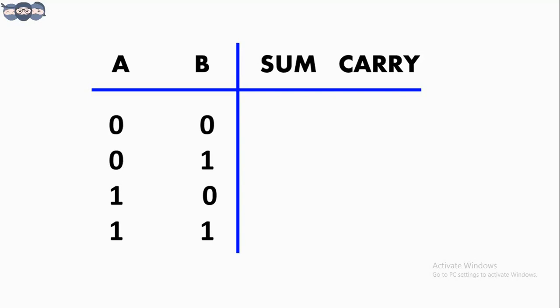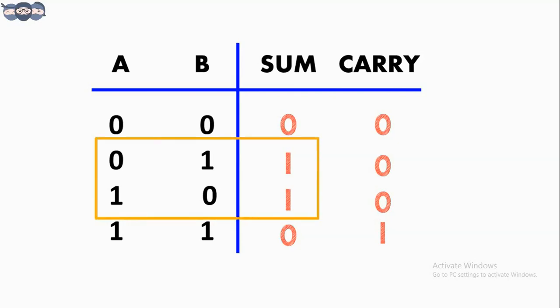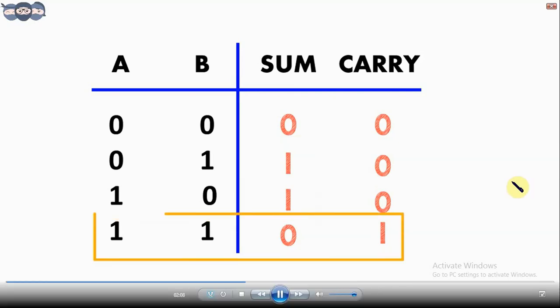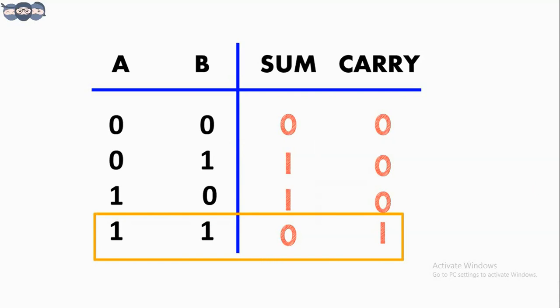Let's add them. 0 plus 0 is 0 with of course no carry. 0 plus 1 is 1 with no carry. 1 plus 0 is 1 again with no carry. However, 1 plus 1, as we know in binary systems, the sum is 0 and there is a carry of 1. Also, there is one more trick to find this. If the number of terms to add contain odd number of ones, the sum is 1. And for even number of ones, the sum is 0 and carry is 1.